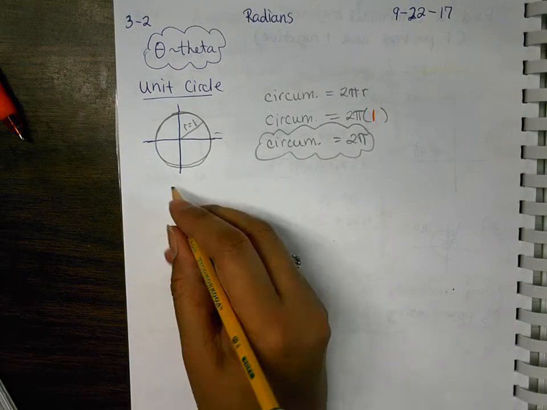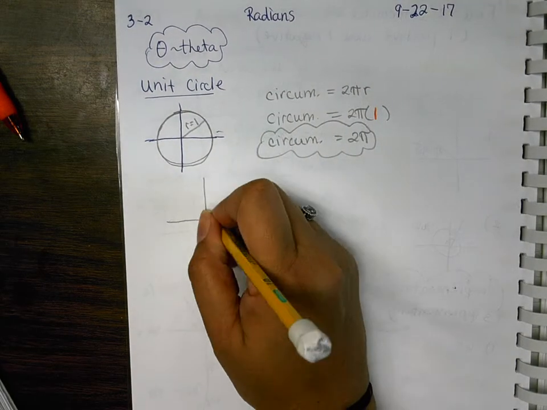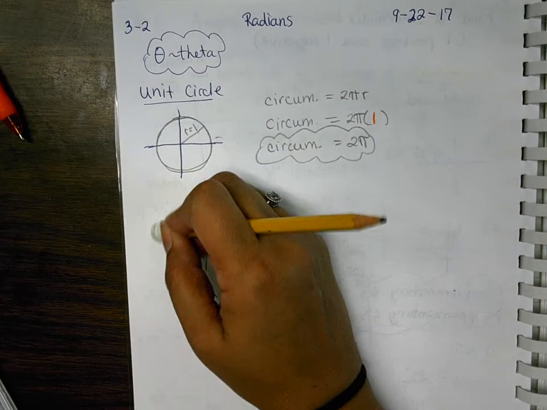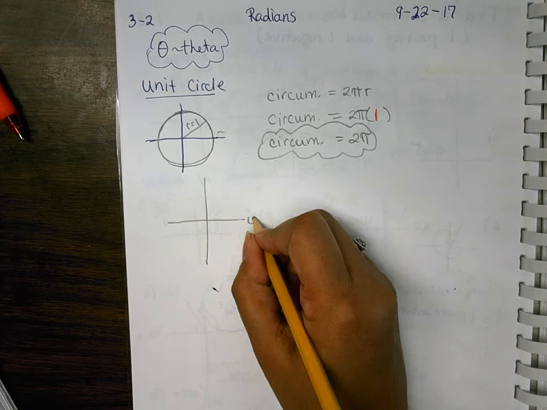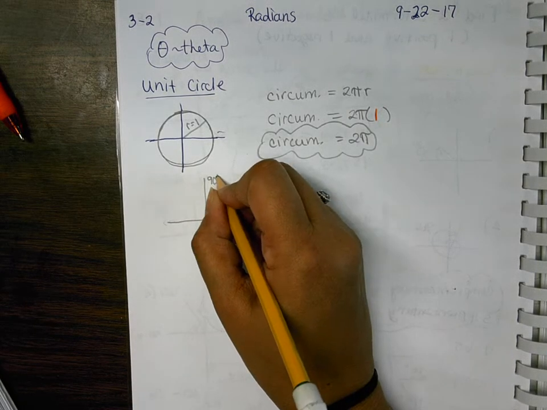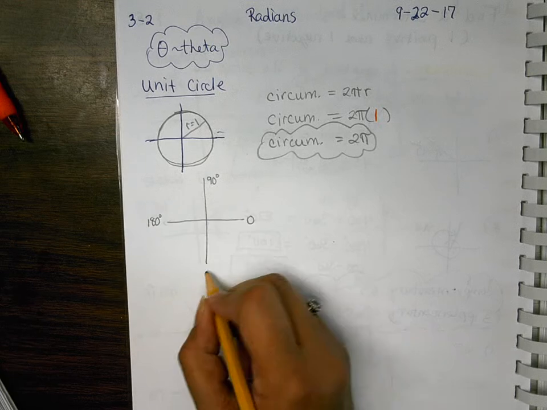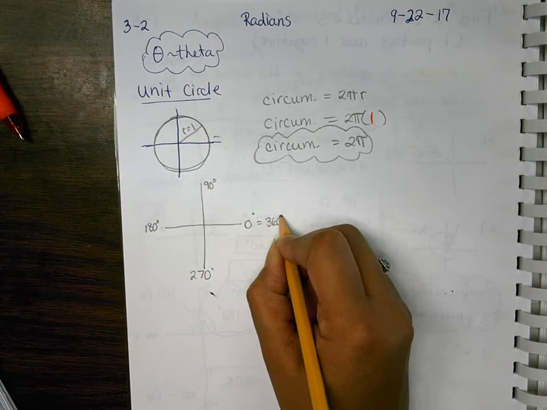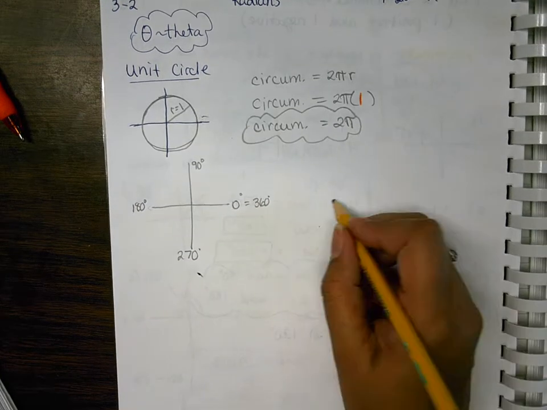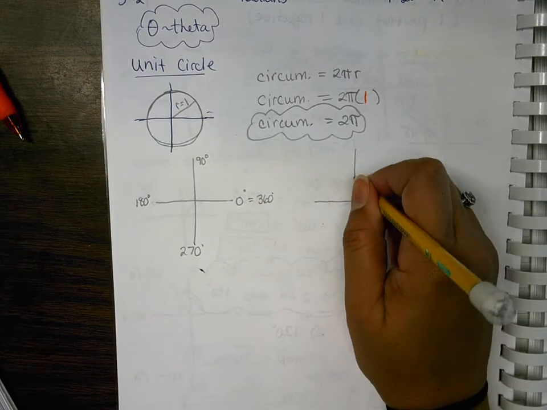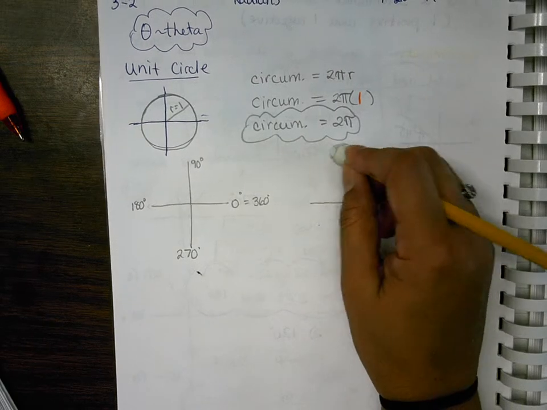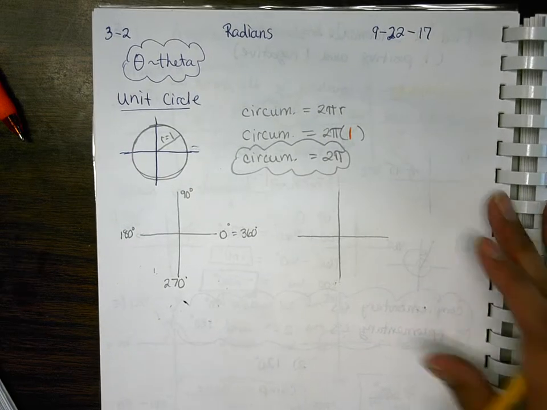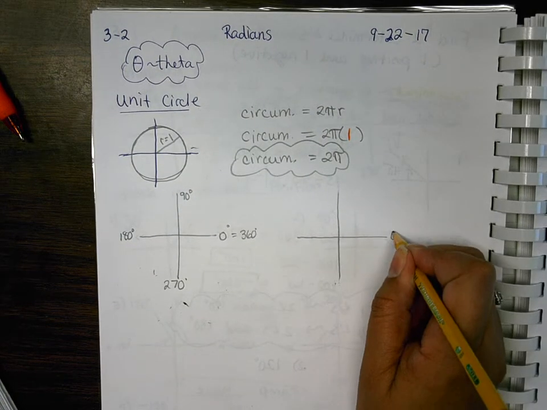So let's draw our coordinate plane that we used on block day. And we reviewed that this was 0, this up here was 90, this is 180, and this down here is 270. When you go all the way back around, it is 360. Now, you learned this last year as well. Instead of using degrees as a measurement for your angles, you can also use radians as a measurement. So this is still 0, but it's 0 radians.